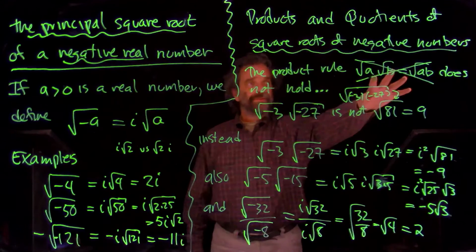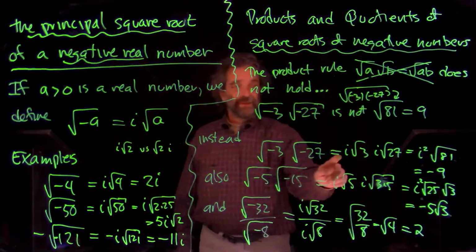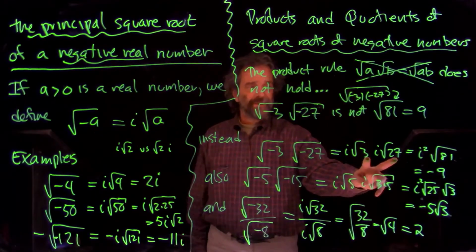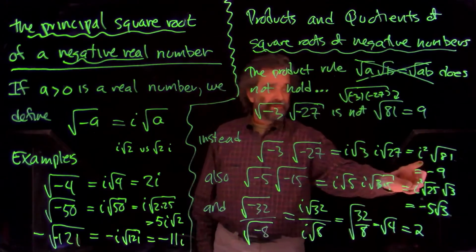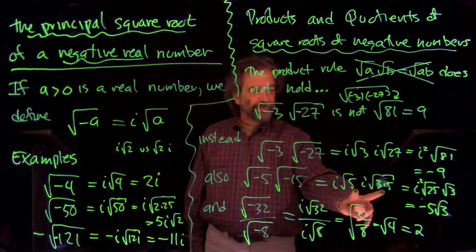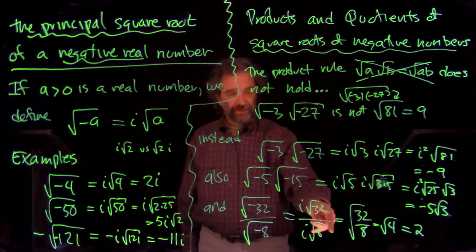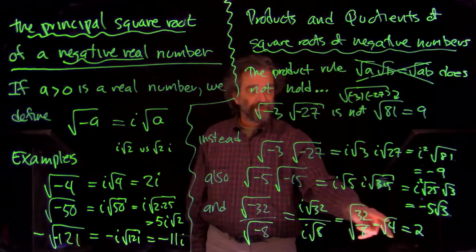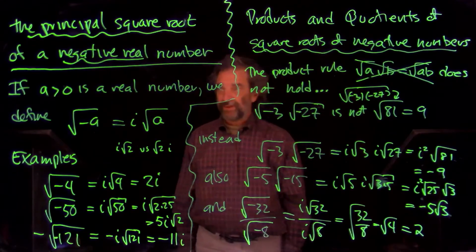So the product rule for radicals doesn't work. You have to use the definition to get the i out in front so that the radicals of positive numbers happen. Then you can combine them in the old-fashioned way. i squared is minus 1. Combine that in the new-fashioned way and get minus root 9 here. Same story here. Root 5 times root 15 is 5 root 3. And over here, the i's cancel. Root 32 over root 8 is root of 32 over 8. 32 over 8 is equal to 4. Root 4 is equal to 2. And there we go. We have accomplished our task.